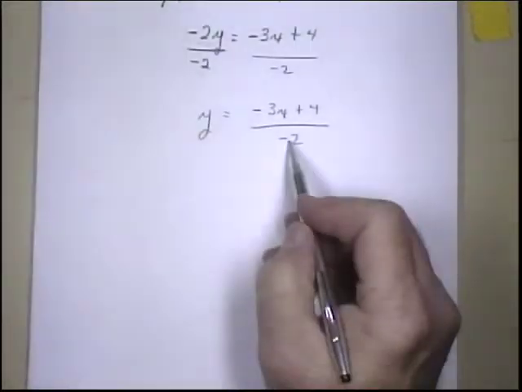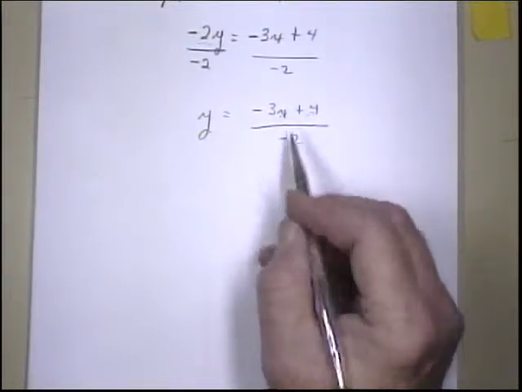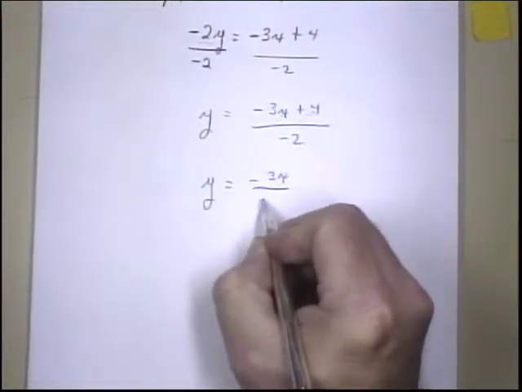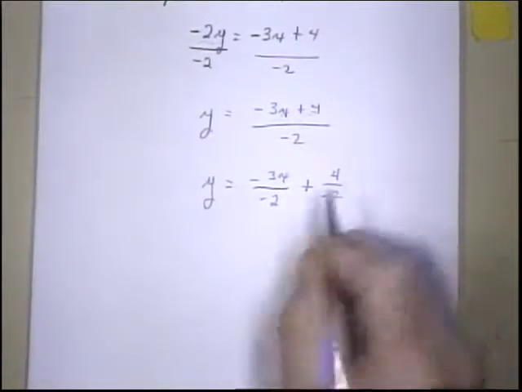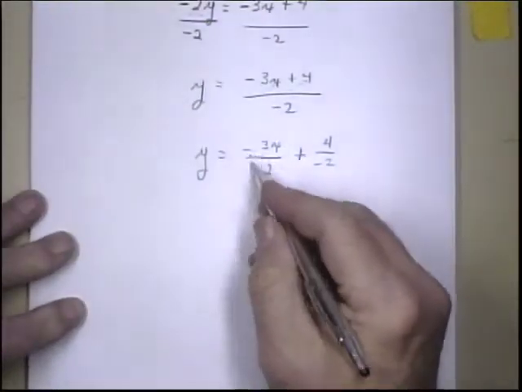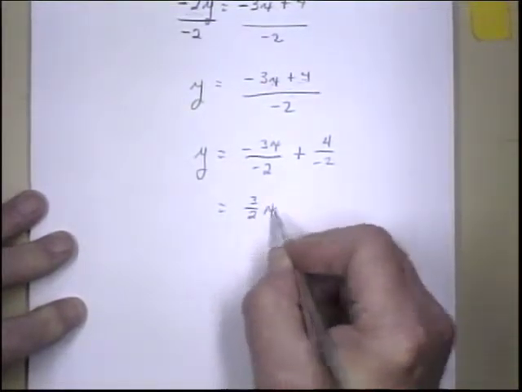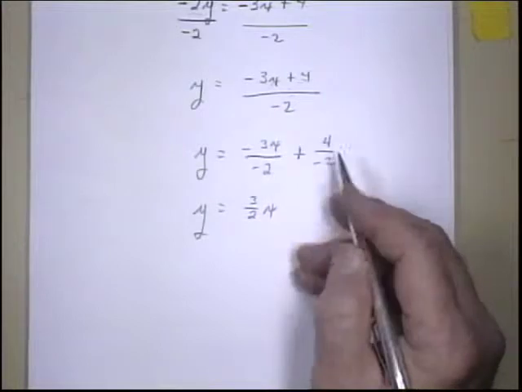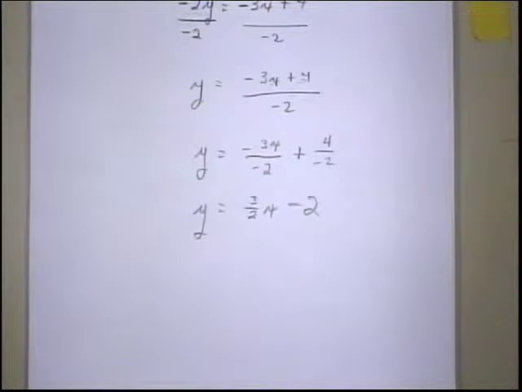And we can break this into two fractions. This is the sum of a fraction. This is the same as minus 3x over minus 2 plus 4 over minus 2. And simplifying that, a negative divided by a negative, this is 3 halves times x. And the 4 divided by a minus 2 is a minus 2. So now we have it in proper form.